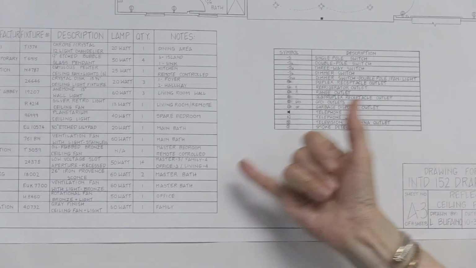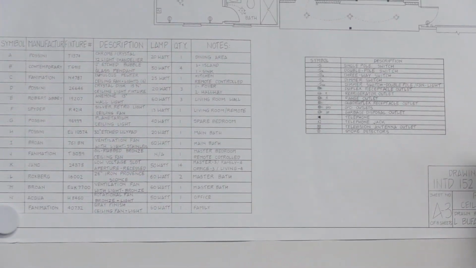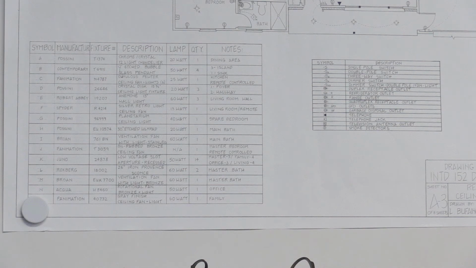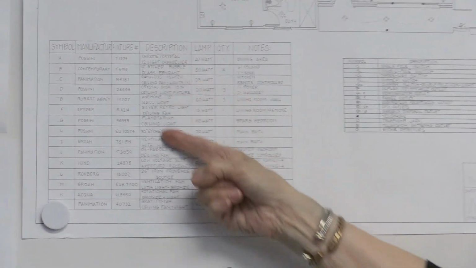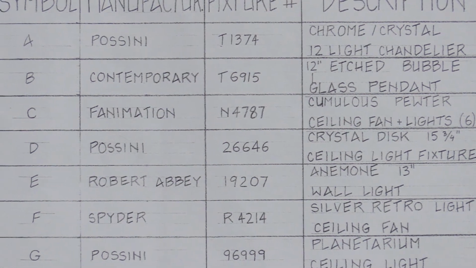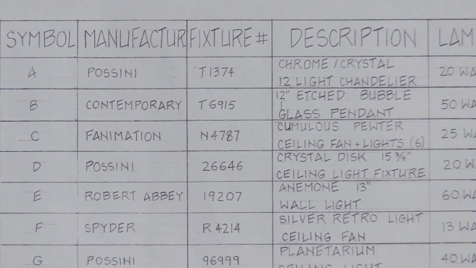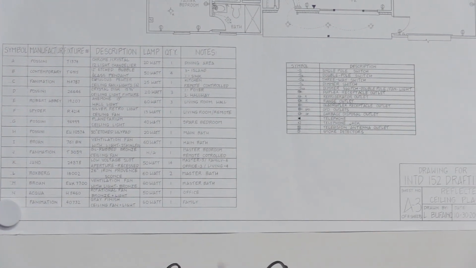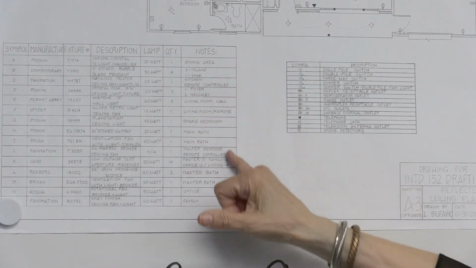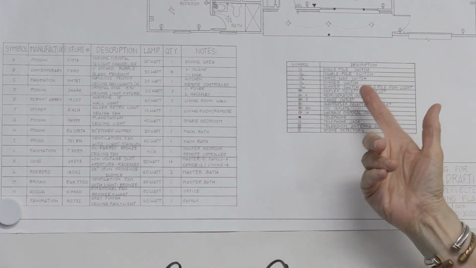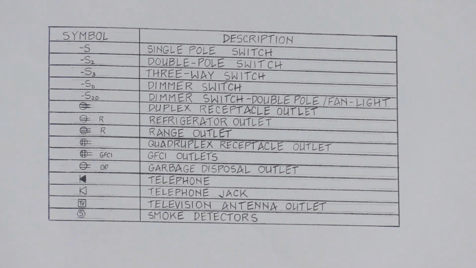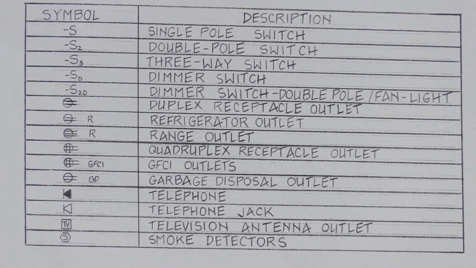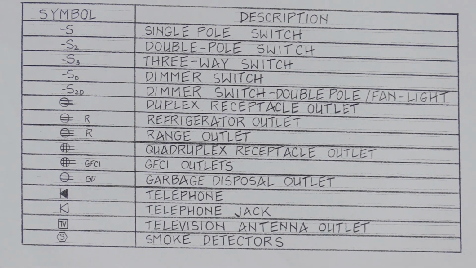On the lighting legend, we need a symbol that identifies a fixture. You need your manufacturer. You need the product or fixture number. You need the description that describes what type of fixture it is. The lamp, whether it's an incandescent, an LED, a fluorescent, the quantity, any notes you may have. In the electrical legend, we just need the symbol and the description. And what typically goes here are your symbols, your switches, your outlets, your cable, your phone, things of that nature.